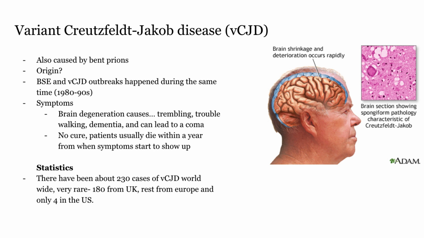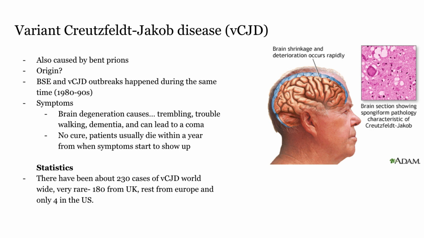We know about mad cow disease, but sometimes people even refer to variant Creutzfeldt-Jakob disease as mad cow disease in the human form, because they are so similar. It's also caused by bent prions. We're not really sure how it happens, but we believe it stems from eating infected cattle and that same bent prion.